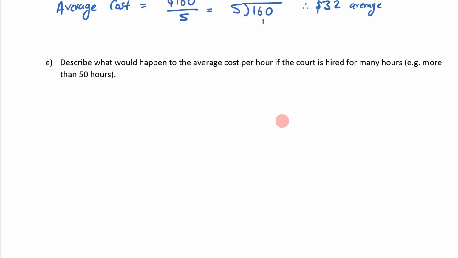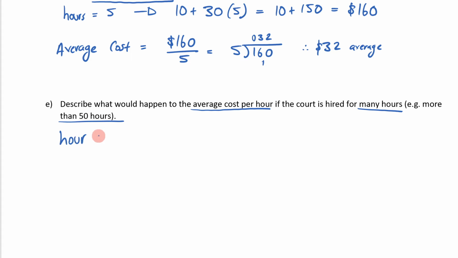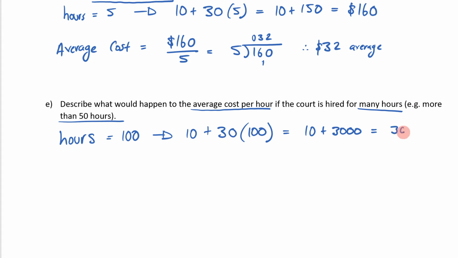The last one here. Describe what would happen to the average cost per hour if the court is hired for many hours, for example more than 50. So again, let's just try this out. Let's try what would happen if the hours was equal to 100. Okay, so that means I've got 10 plus 30, and then I'm going to put 100 in here. That's going to leave me with 10 plus 30 times 100, which is 3,000. Right? I haven't put on too many zeros there. No, that's good. So that's going to end up being 3010.